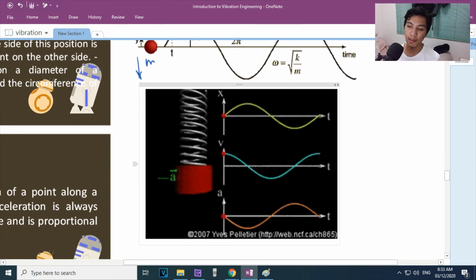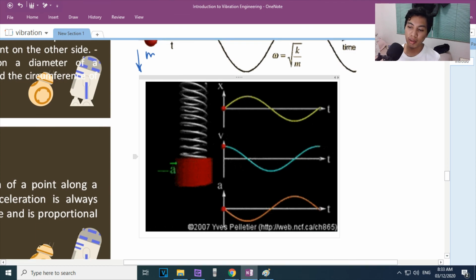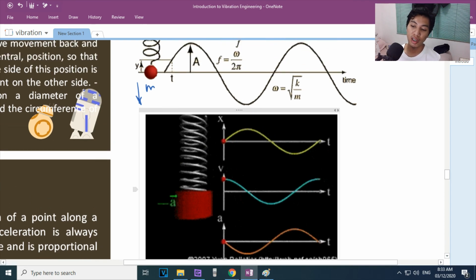This is a GIF. So, when it moves, it has a certain acceleration. Its acceleration with the given time will be equal then. The velocity will not change. And then, of course, its displacement is still the same. That is simple harmonic motion. The velocity, the displacement, and the acceleration remain the same.